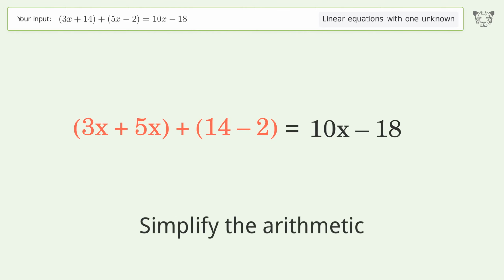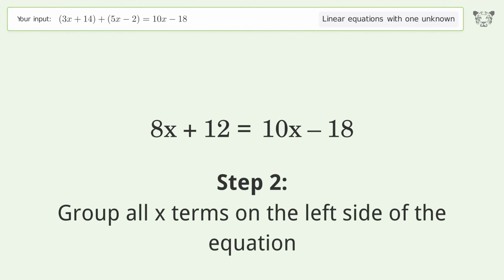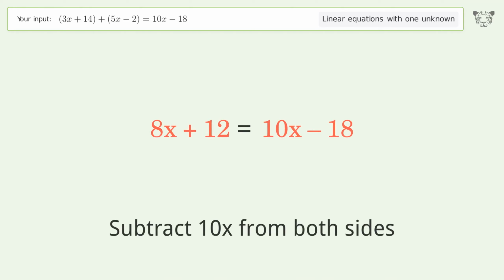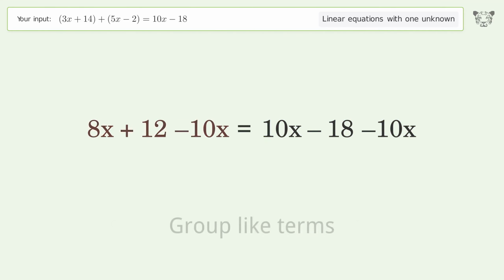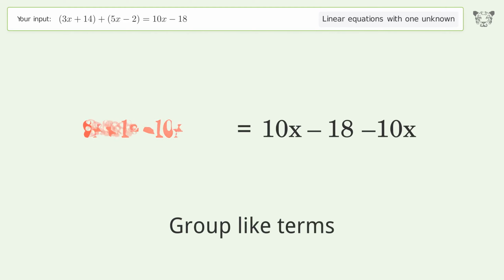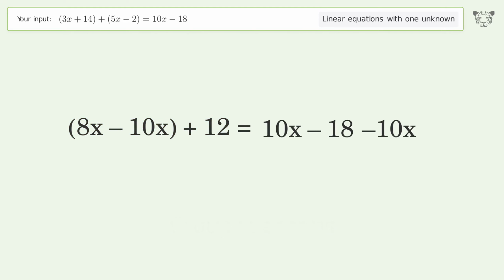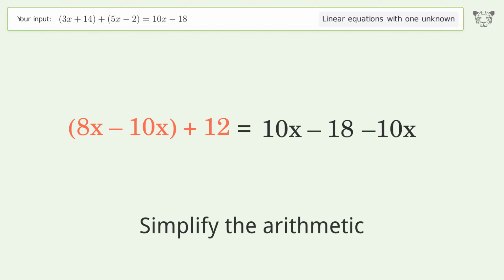Simplify the arithmetic. Group all x terms on the left side of the equation. Subtract 10x from both sides. Group like terms. Simplify the arithmetic.